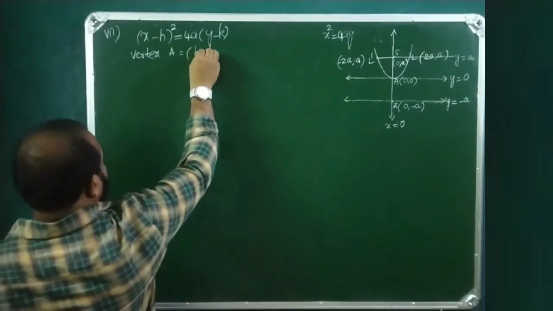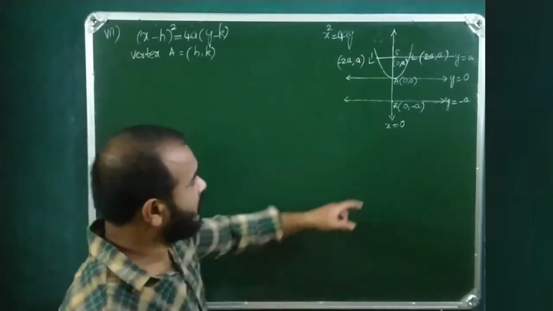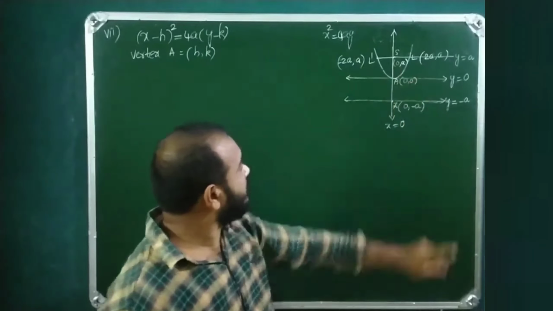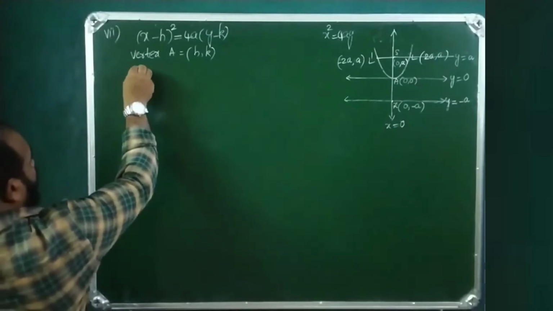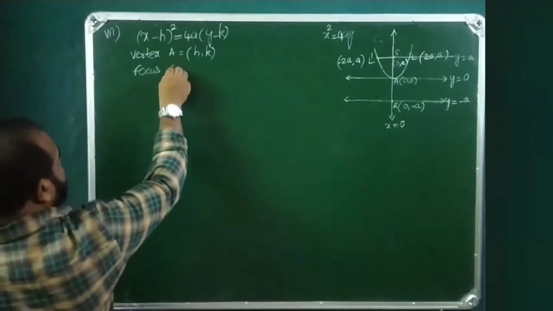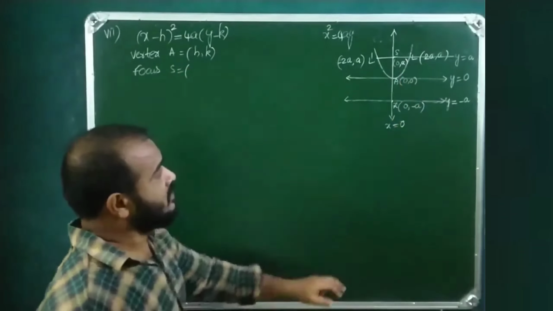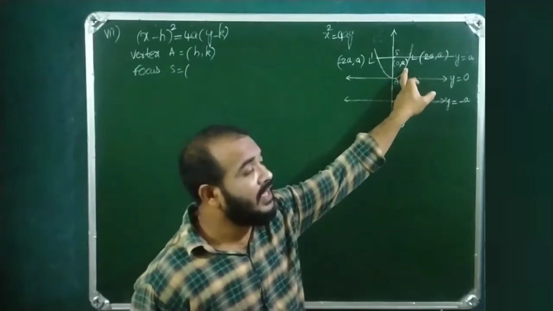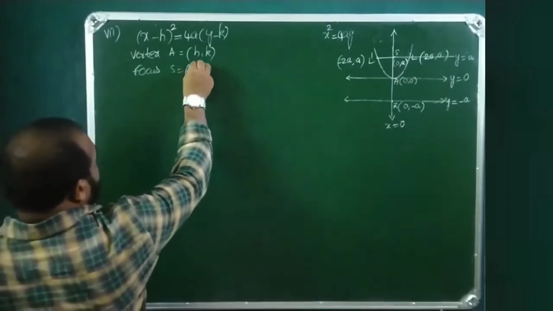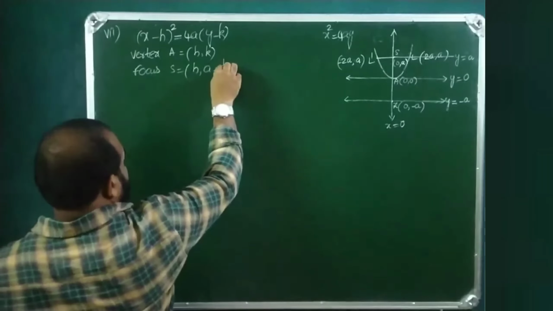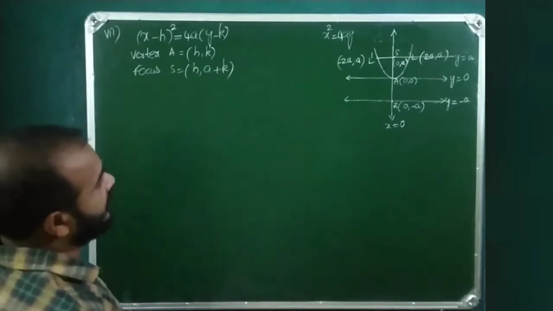Which is h comma k. Earlier it was 0 0, now 0 plus h, 0 plus k. Next, the focus S: the focus of this is 0 comma a, so it becomes 0 plus h comma a plus k, that is, h comma a plus k.